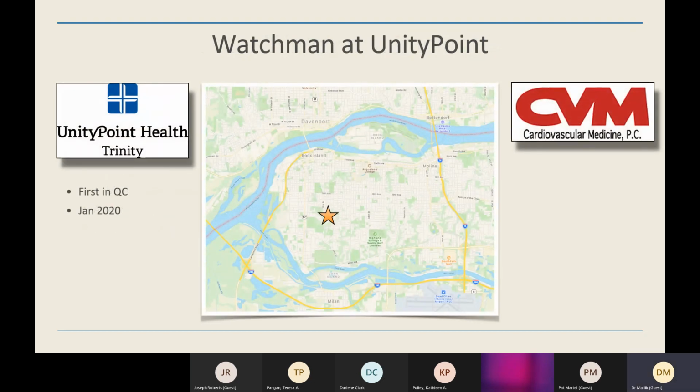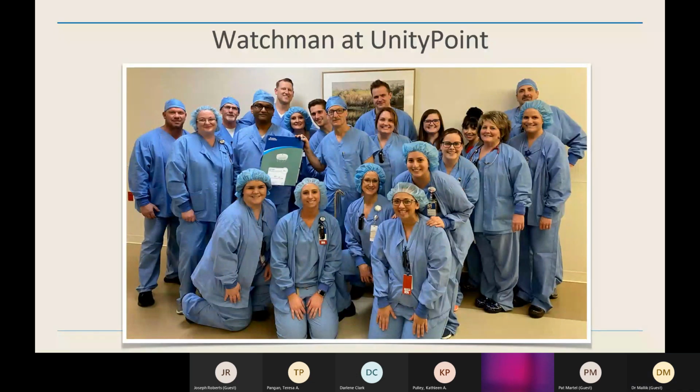Until 2019, patients needed to go out of the Quad Cities area to get WATCHMAN device implanted. And early last year, one of my partners, Dr. Kovacs, and I started doing WATCHMAN at Trinity or Unity Point in Rock Island. And we're proud to say we were the first in Quad Cities to start doing it. So far, we've had good success and good results. And this is our fabulous team at Unity Point, Rock Island after the very first WATCHMAN implant. And everyone looks pleased, as they should.